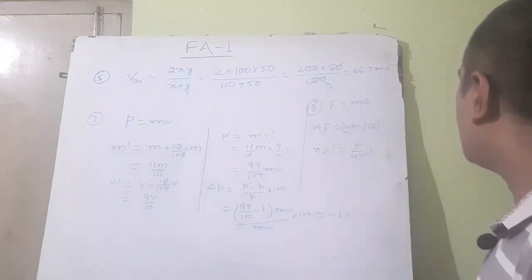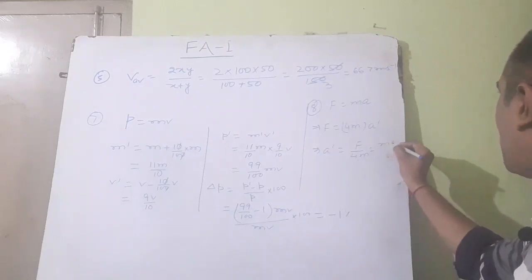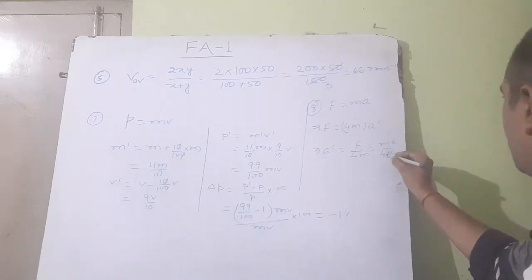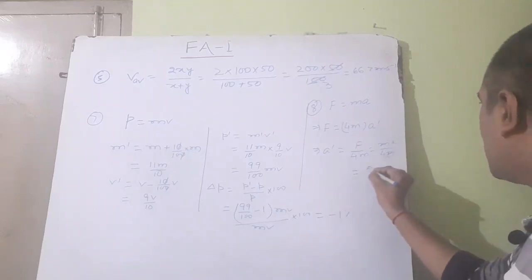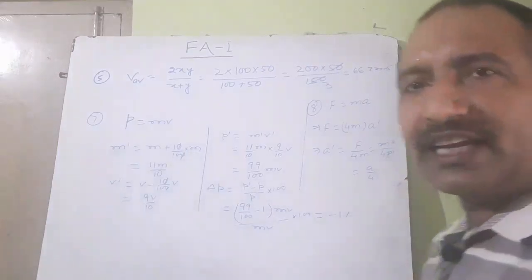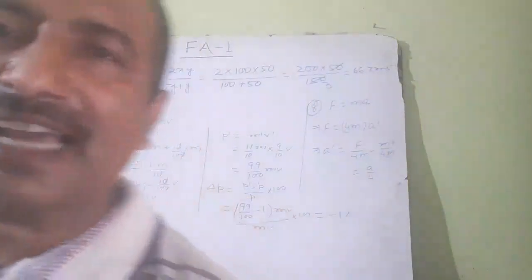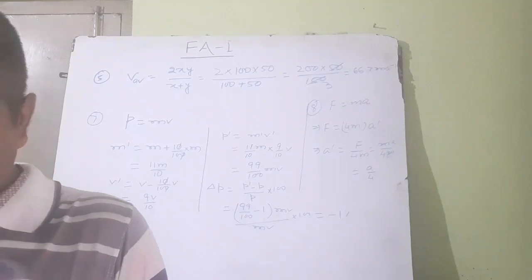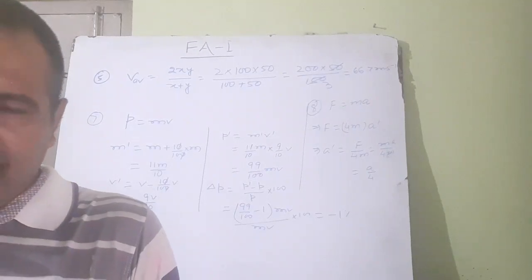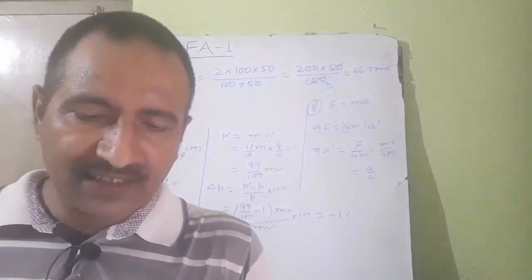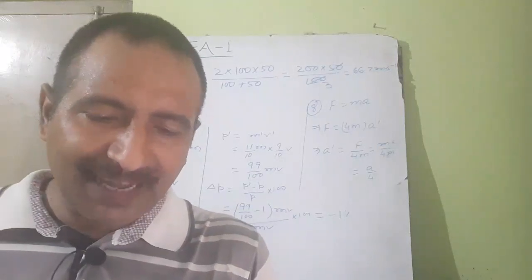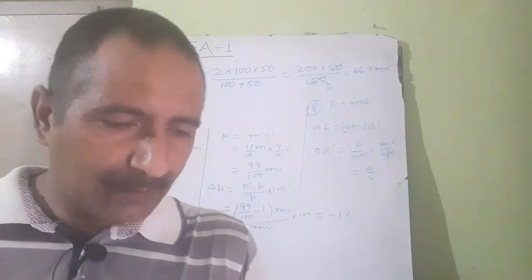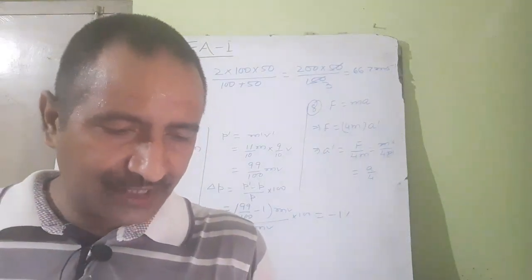You see, F is ma, so ma by 4m. Got it? So m and m will cancel out. You will have a by 4. So acceleration will become a by 4. You have options. Option A is a, option B is a by 2, option C is a by 4, and option D is a by 8. So what will be the answer? Answer will be a by 4, means option C.